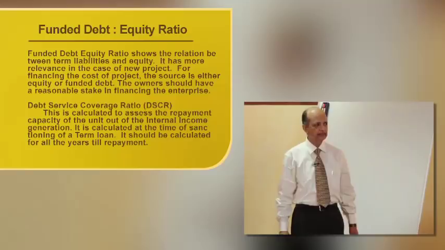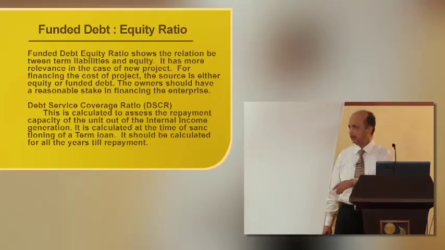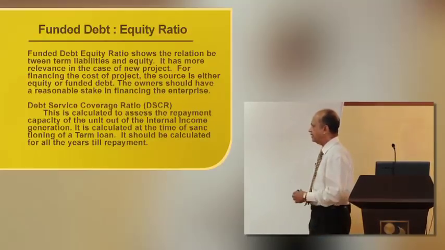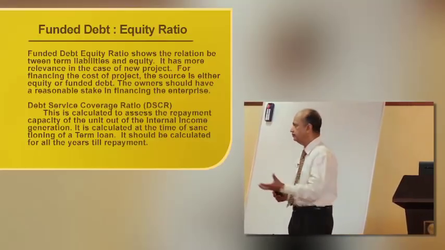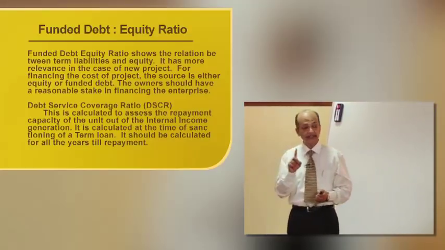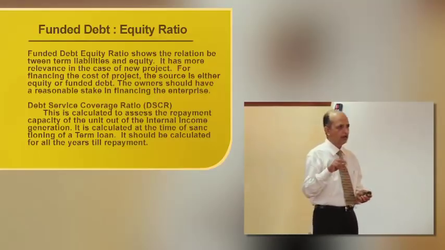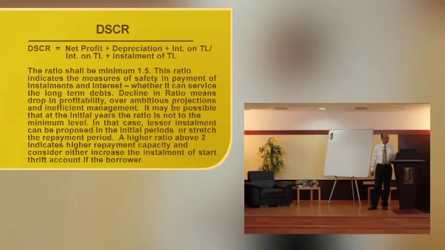Then the third one is the debt service coverage ratio, DSCR. This is calculated to assess the repayment capacity of the unit out of the internal income generation. It is calculated at the time of sanctioning of the term loan. How is it calculated? It is calculated by net profit plus depreciation plus interest on term loan, divided by interest on term loan plus installment of term loan.